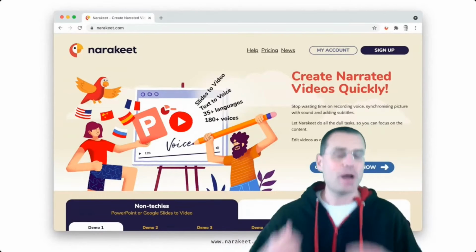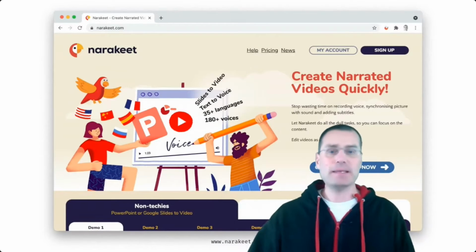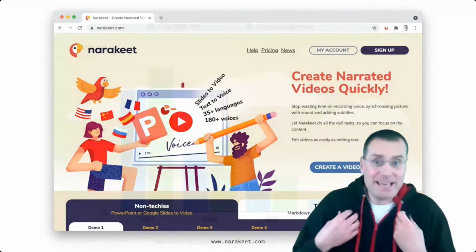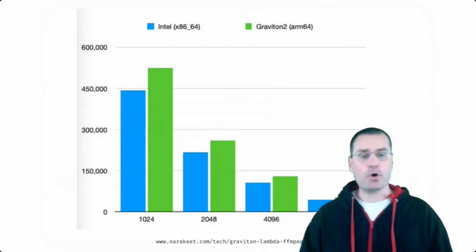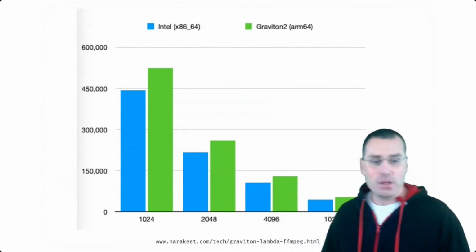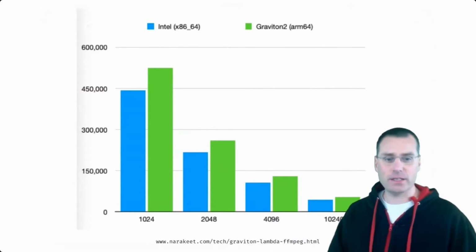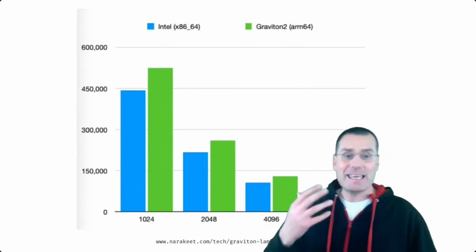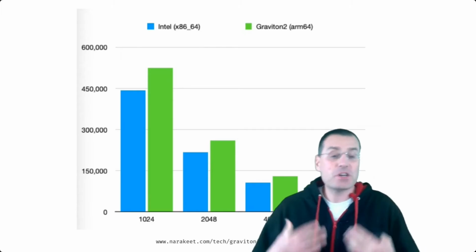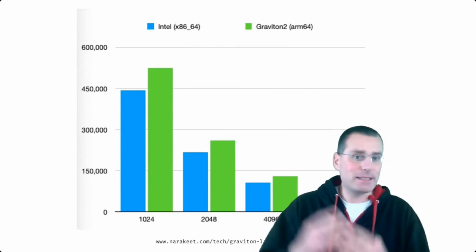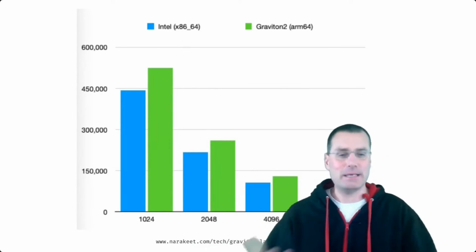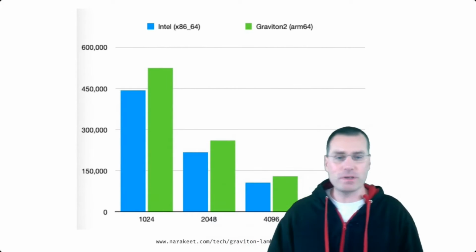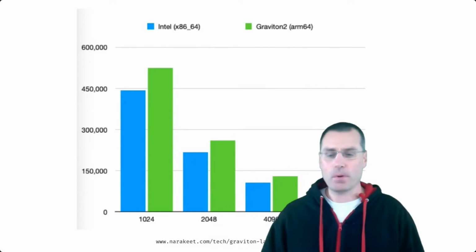But I didn't just jump into this. I actually spent a few hours testing it. And my conclusion is that for the workflows that the app runs, actually, Intel performs still a lot better. And you can find the detailed report of this on erakit.com tech Graviton Lambda FFmpeg HTML. And you can see the test I used and the conclusions from this. But generally, for me, it turns out that the old platform, despite all the marketing of the ARM-based hardware, is still better. Maybe the ARM hardware will improve in the future, but don't jump onto this yet.